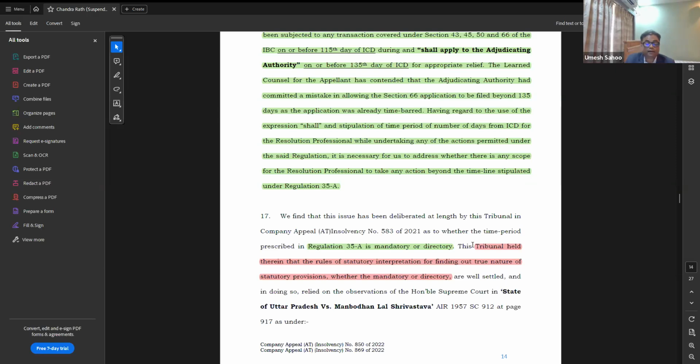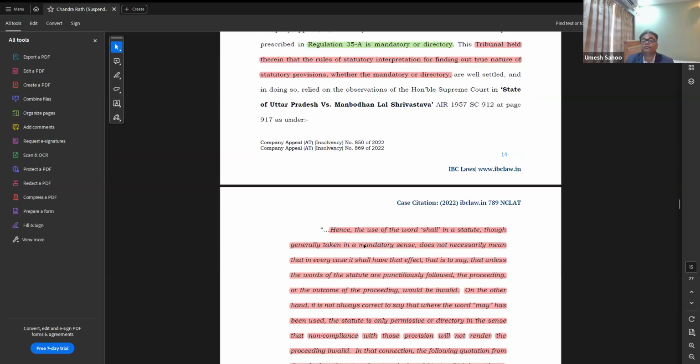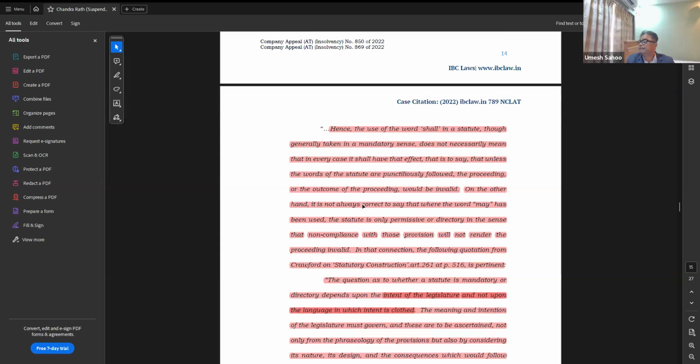So here, one case, sir, we have to go to the Honorable Supreme Court: the State of Uttar Pradesh and Mobadan Lal Srivastava, AIR 1957 SC 912, page number 917. Sir, it's very interesting in our career.